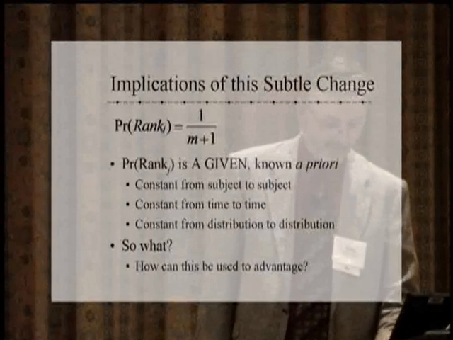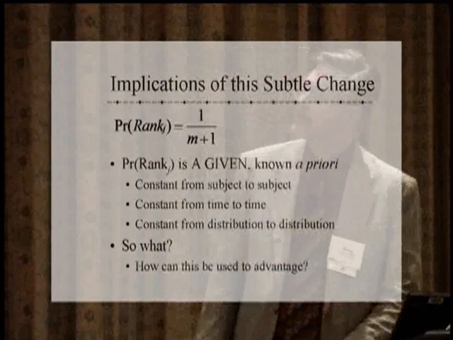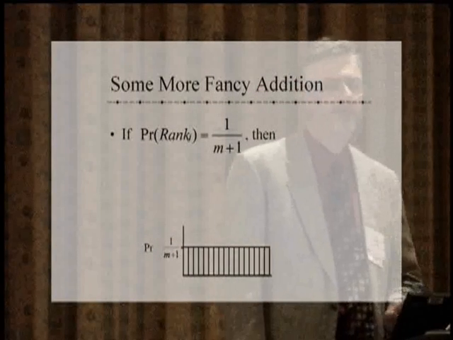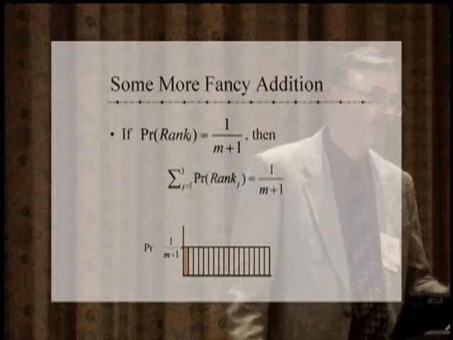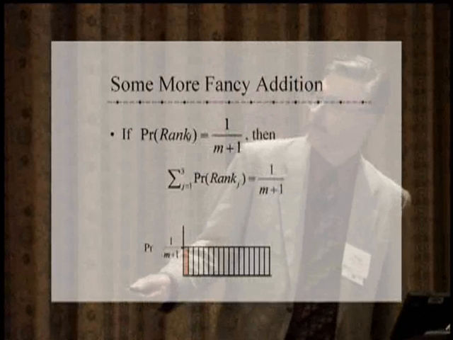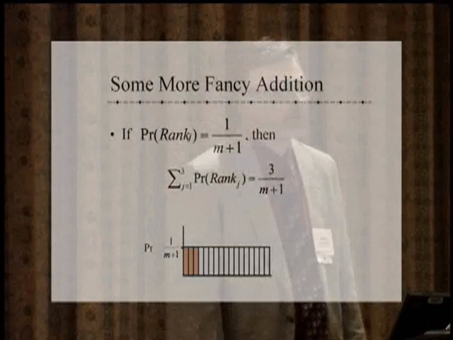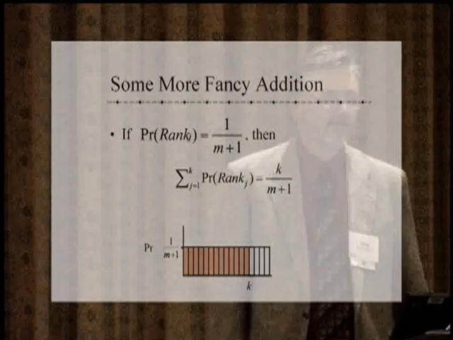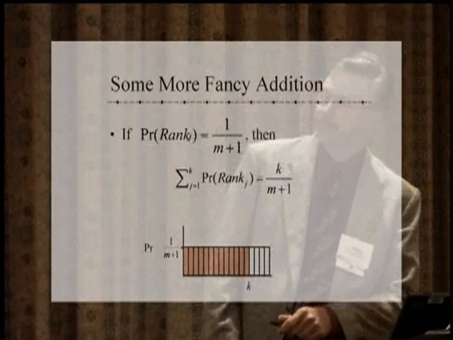So how can we use this to our advantage with respect to shaping? Some more fancy addition. If the probability of ranking any particular rank of J equals 1 over n plus 1, then the probability of ranking 1 is 1 over n plus 1. The probability of ranking between 1 and 2 is 2 over n plus 1. The probability of ranking between 1 and 3 is 3 over n plus 1. The probability of ranking from 1 to k is k over n plus 1.